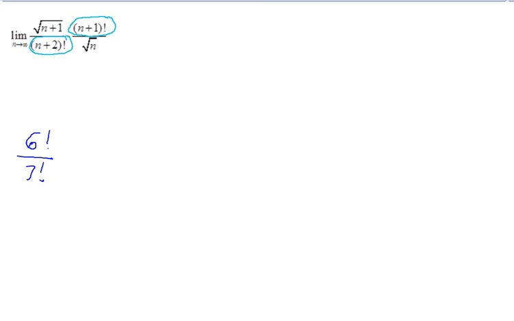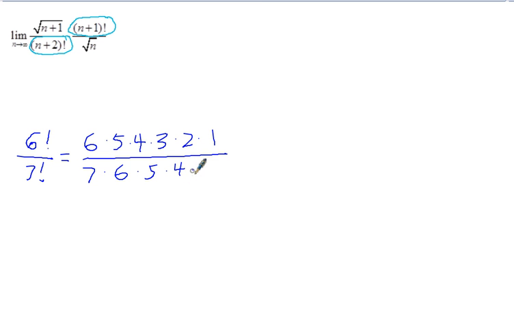There we go. So 6 factorial would be 6 times 5 times 4 times 3 times 2 times 1. 7 factorial, 7 times 6 times 5 times 4 times 3 times 2 times 1. So notice a similar thing happens. Everything here, 6 is reduced out, 5 is reduced out, 4 is reduced, all these reduced to be 1. The only thing left is the 7, the one that's 1 bigger. In this case, that's n plus 2, that's 1 larger.